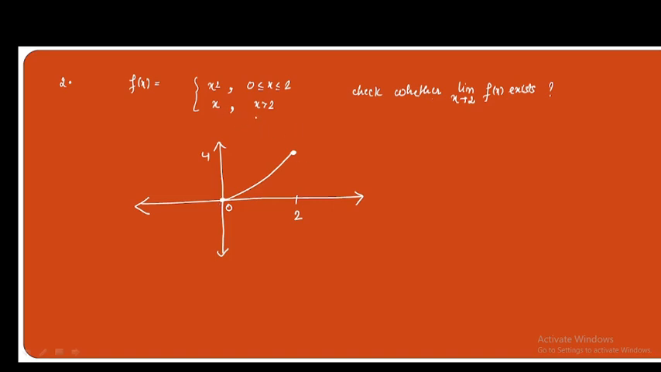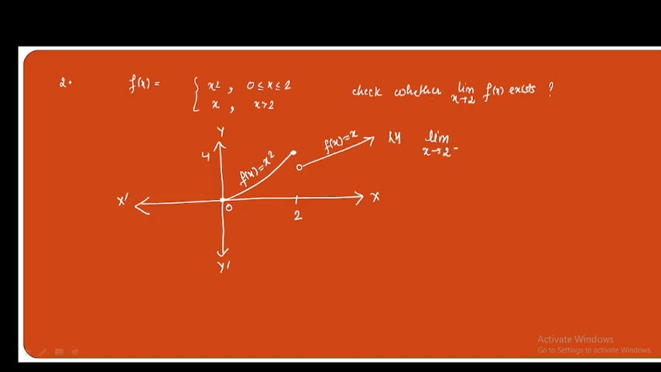Next, when x is greater than 2, then f(x) is equal to x. And when x is lying between 0 to 2, including 0 and 2, then f(x) is equal to x². This is x, this is y, this is x dash, and this is y dash. Got it? Now we have to check whether the limit exists or not.